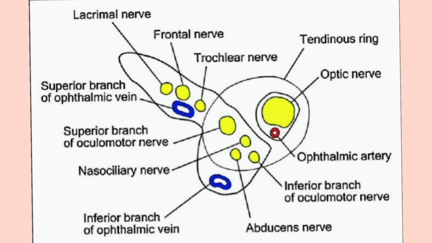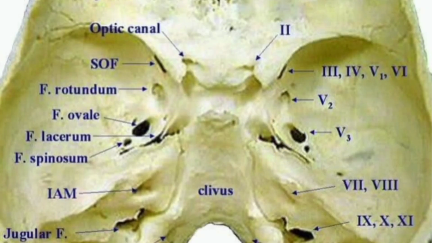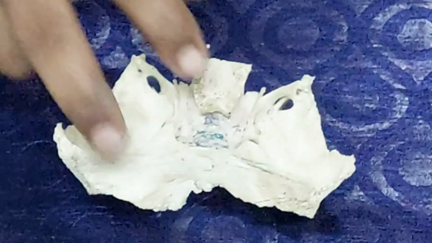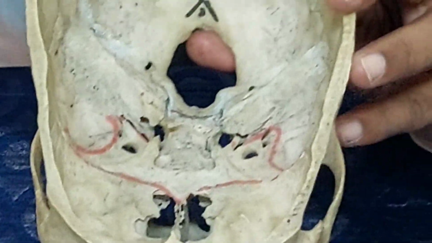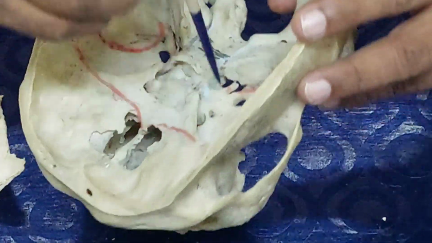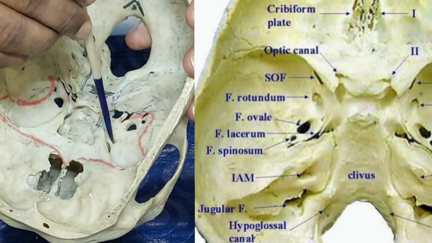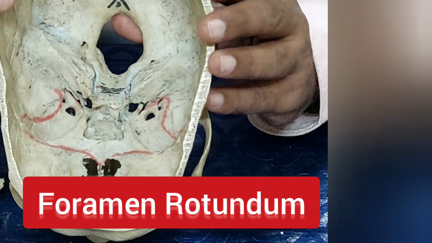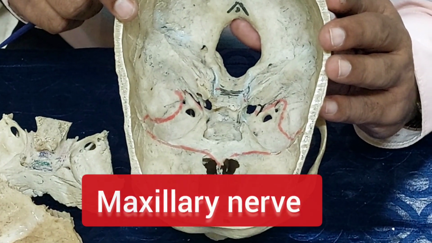So all these are the structures passing through the superior orbital fissure, which connects the middle cranial fossa with the orbit. Then come to the other foramina in the greater wing of sphenoid. Behind this superior orbital fissure, another foramen is there. If we see in the middle cranial fossa, in this base of the skull, here you can see there is one foramen, just behind this. This foramen is round shaped, so it is called foramen rotundum, through which the important nerve passing is the maxillary division of the trigeminal nerve, or maxillary nerve.